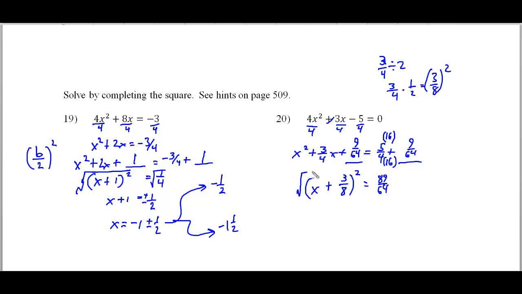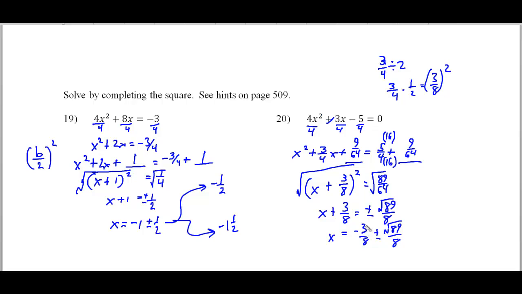Now we take the square root of both sides to get our x plus 3/8 all by itself without the power, and then this is going to be plus or minus the square root of 89 over 64, and the square root of 64 is going to be 8. So I move my 3/8 to the other side, so x is equal to negative 3/8 plus or minus the square root of 89 over 8, and that is my answer.